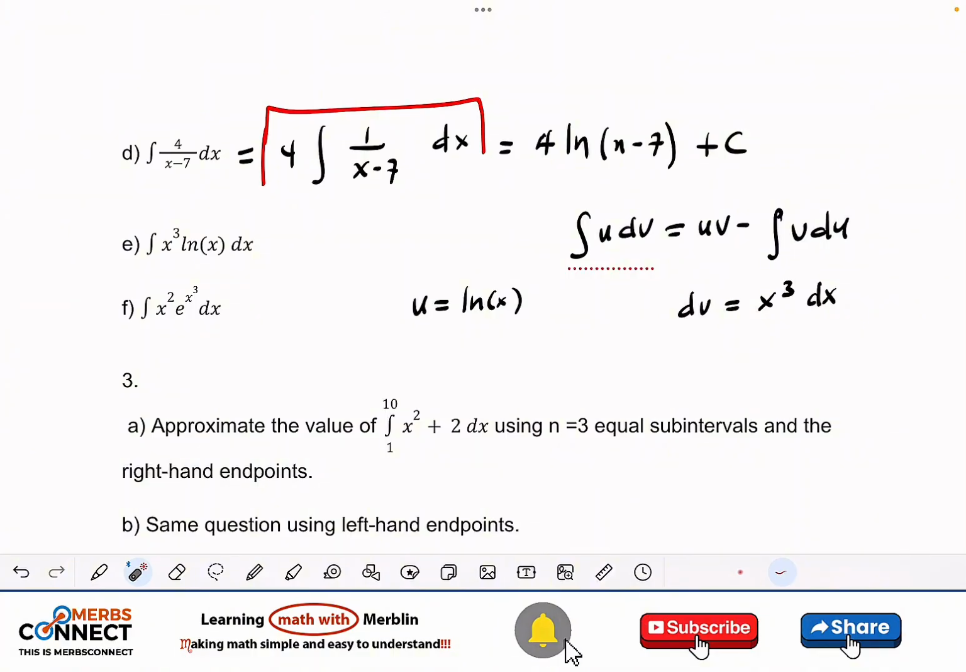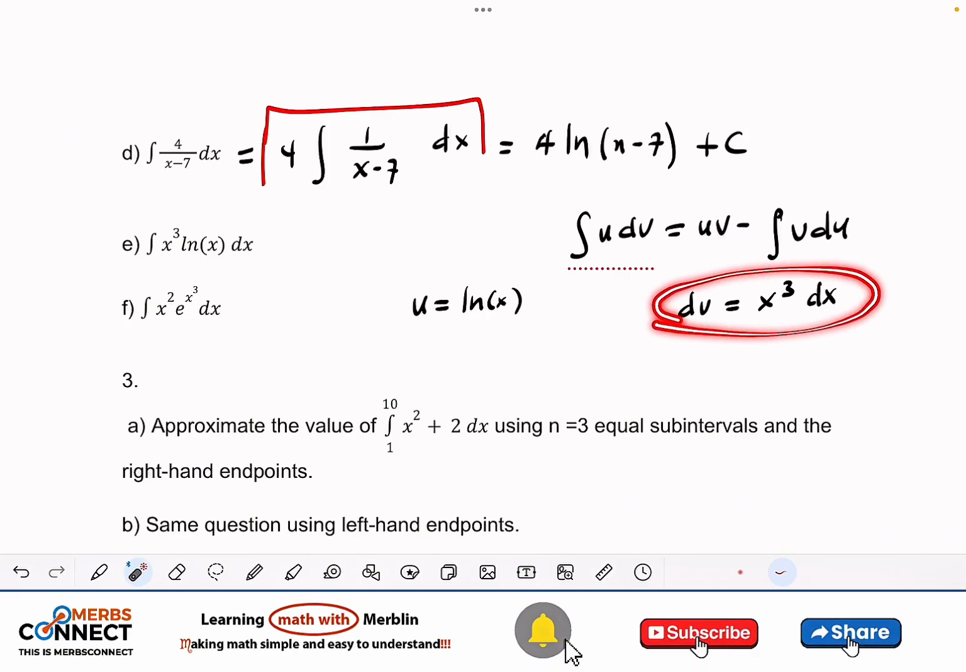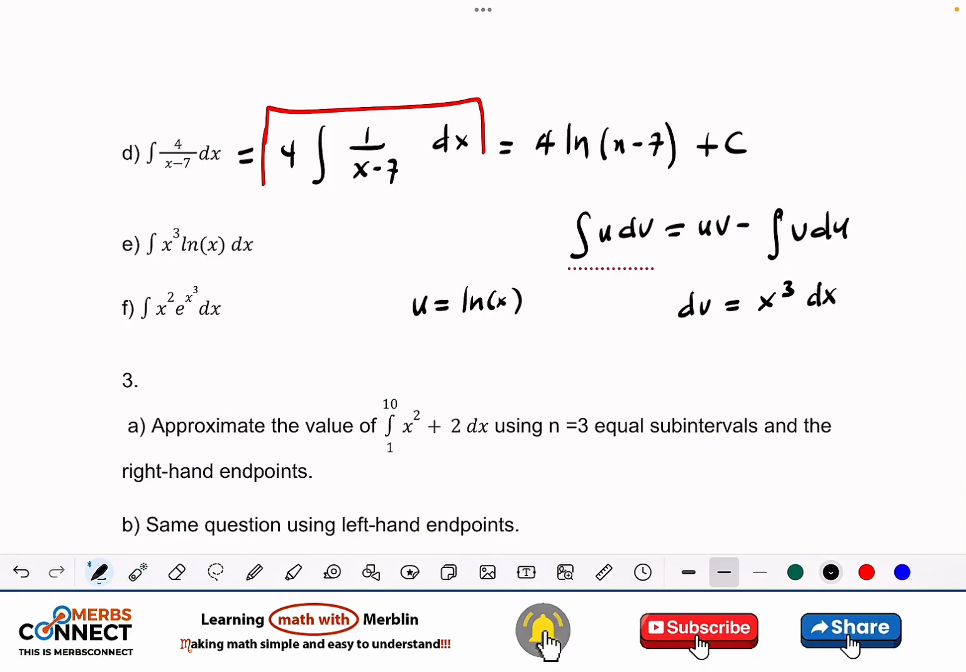As we went through the other time, we need to look for du, which is here, but we also need to look for v. So we need to integrate both sides. So let's do that. I integrate this. I integrate this.